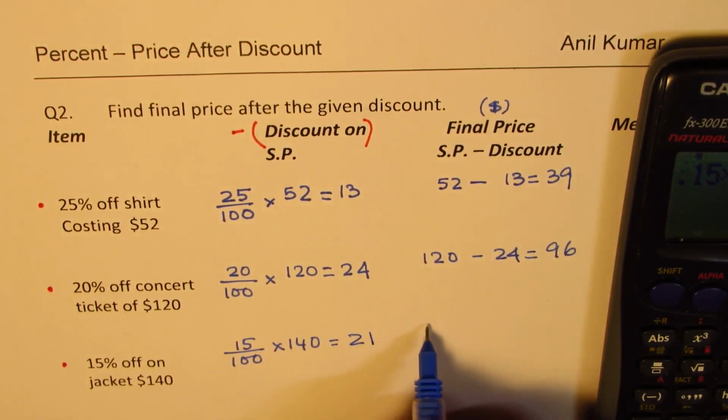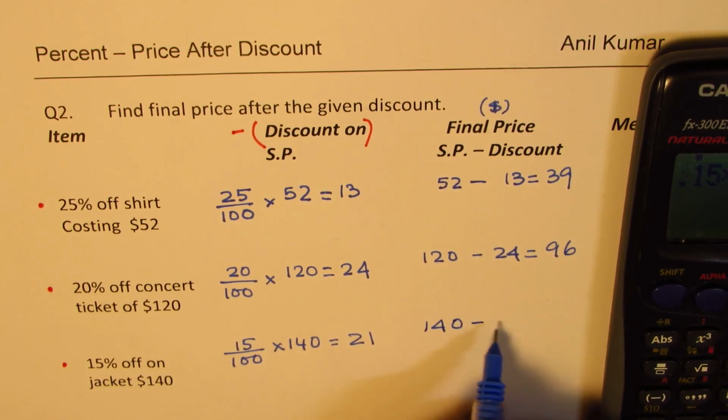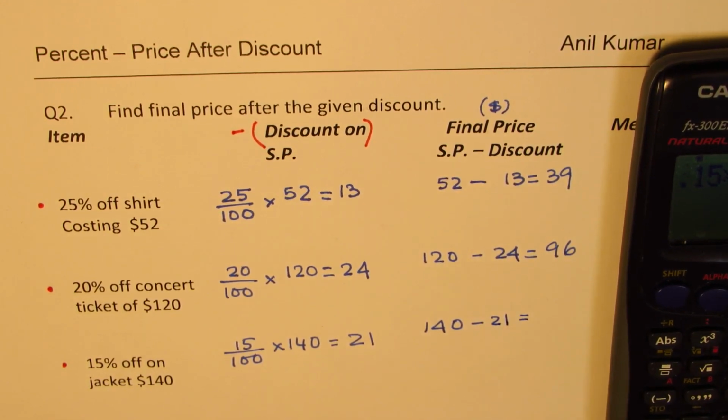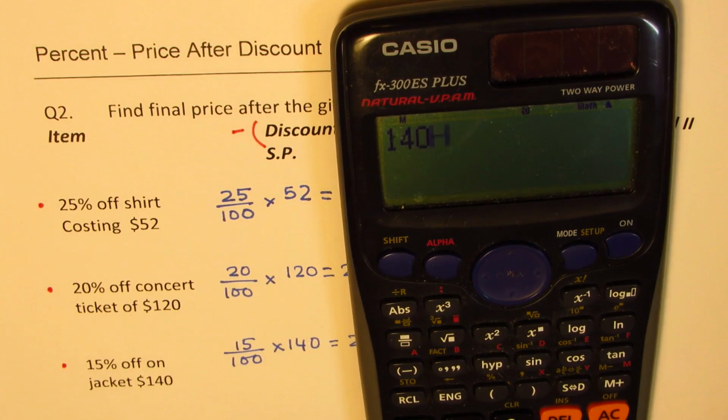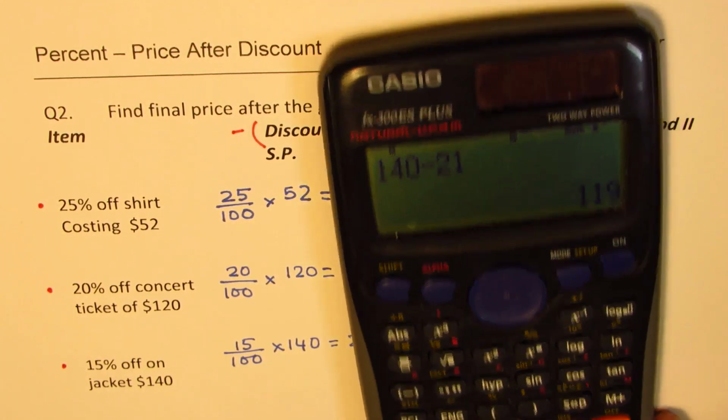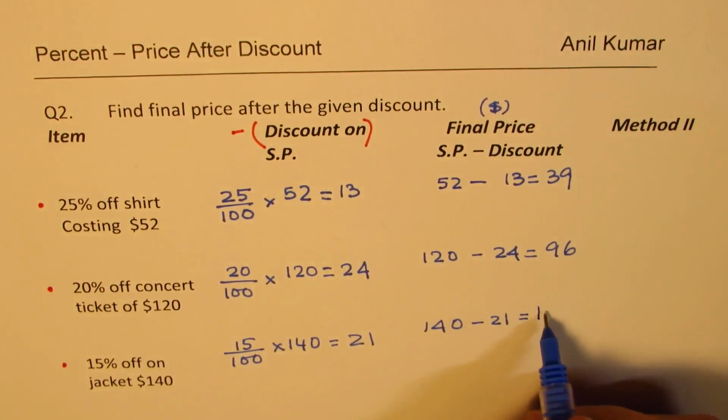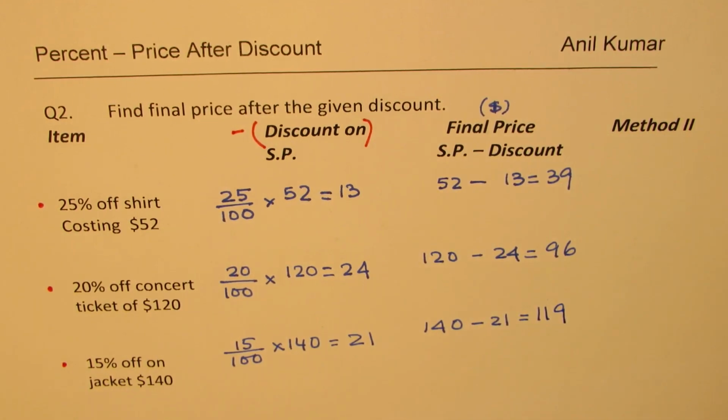Now once we get 21, we have to take away from 140 this value of 21 to get our answer. So we get 140 minus 21 equals what? 119. So we get a price of 119. Does it make sense to you? Correct? So we got all this.